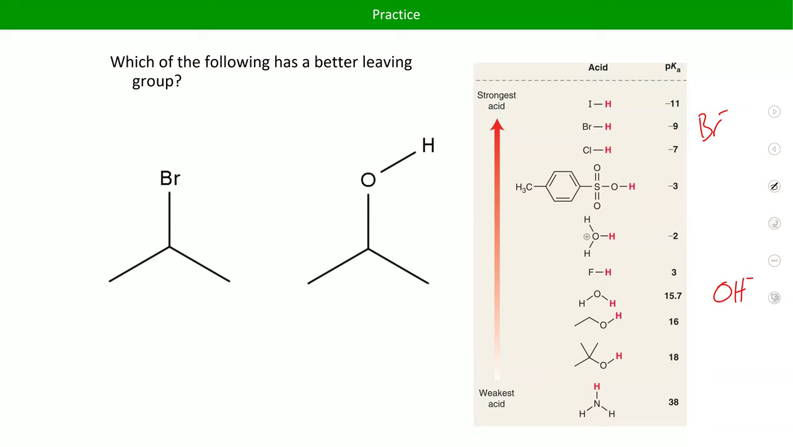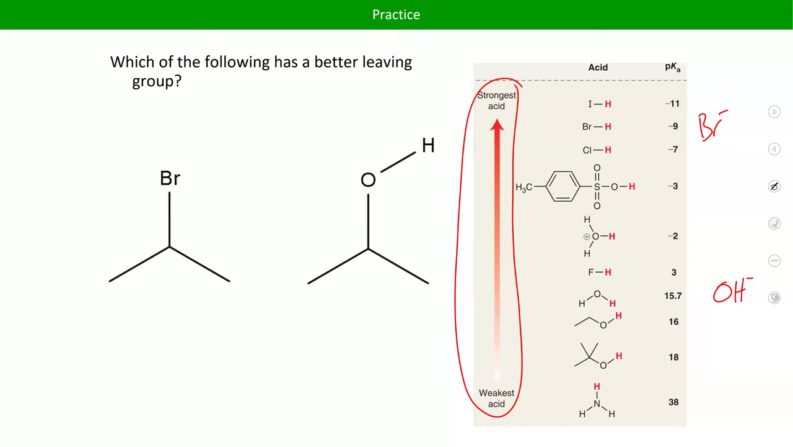There are always exceptions here and there, and solvent in particular, solvent stabilizing the leaving groups, can wind up changing these a little bit. But that's our general rule: it's higher on this table, and the conjugate base is a better leaving group. We have this table available for a test. I think that's what I've done in the past on the final, is I'll give you a table similar to this, not with this piece, but just a table of functional groups and pKas. So you still have to know how to use it and what it means.